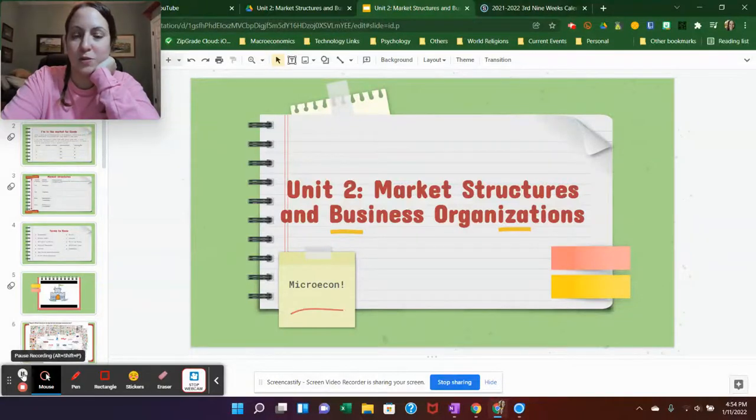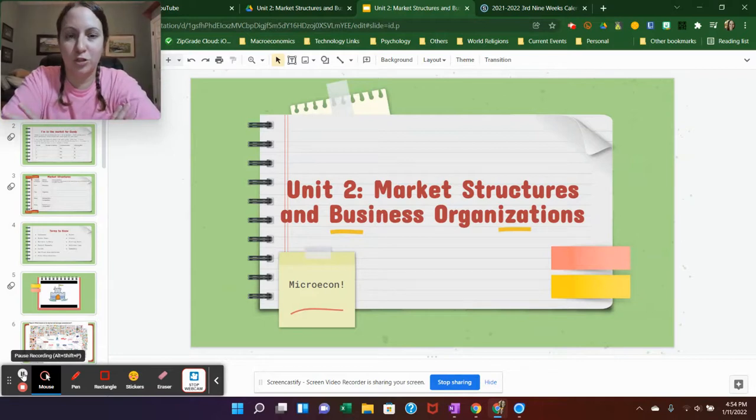Hello, ECO students. We are starting Unit 2, which is called Market Structures and Business Organizations. Today, we're going to be focusing on that market structures aspect of it.